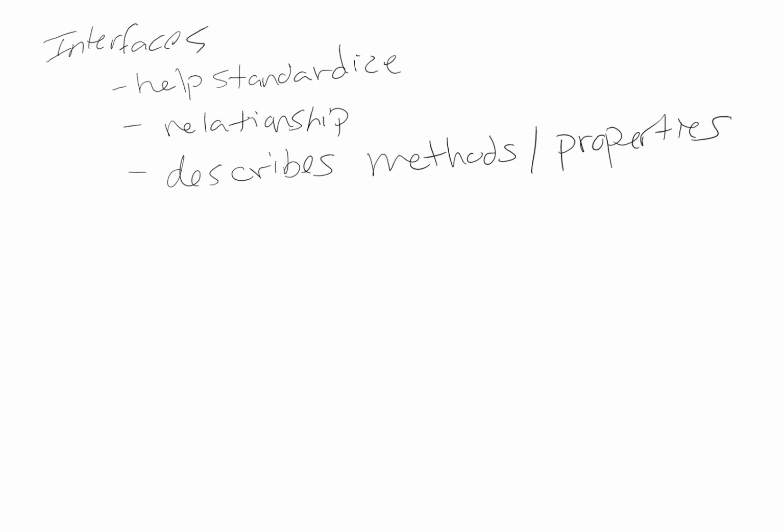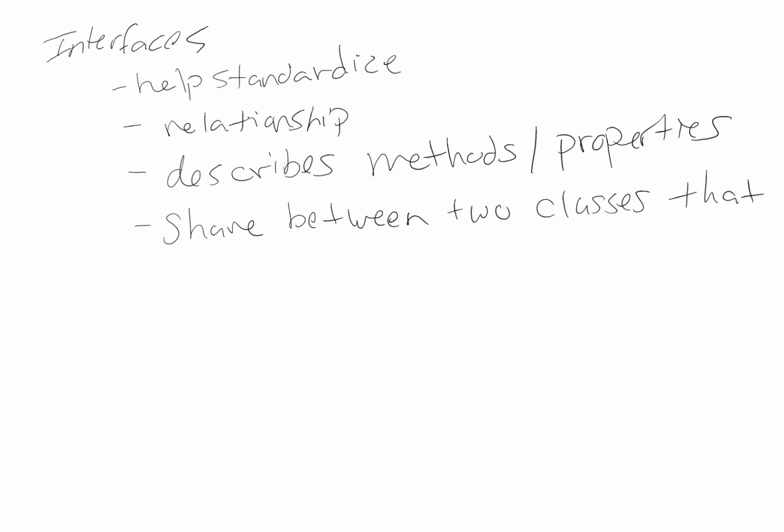Aside from describing methods, properties, and tasks, one of the other basic functions of an interface is to help two objects, two or more objects, that don't already have any relationship, they don't have that parent-child, base and derived class relationship, they help them talk to one another and share common properties. So we would say share between two classes that do not have a relationship.